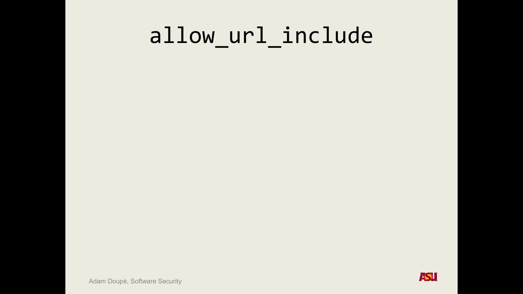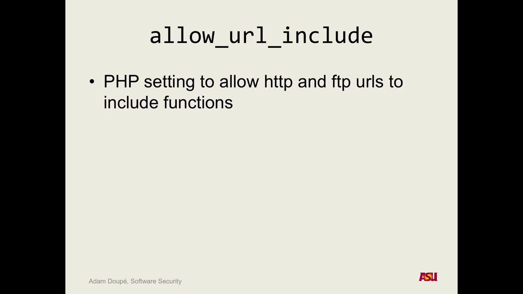So there is a setting in PHP called allow URL include. So what does an include do in PHP? Somebody tell us. Yes, so it takes another file, reads from it, copies it, and pastes it right into the code of whatever code was there. So allow URL include is an option that allows you to use HTTP or FTP URIs in your includes. Why would this be cool?